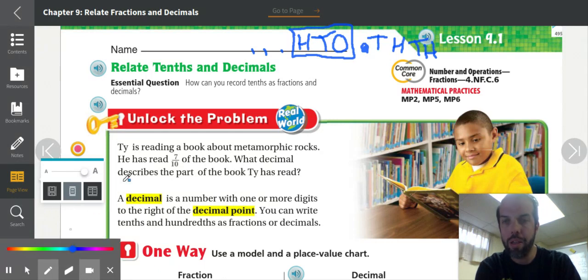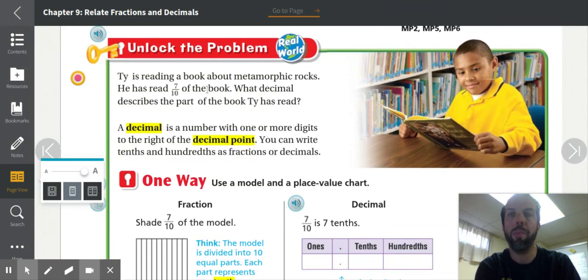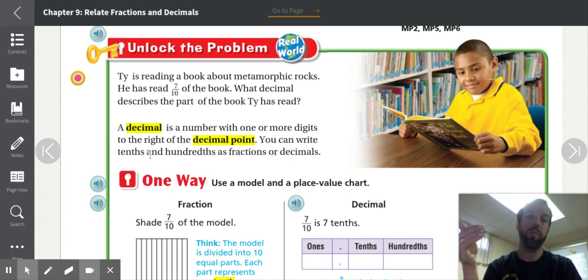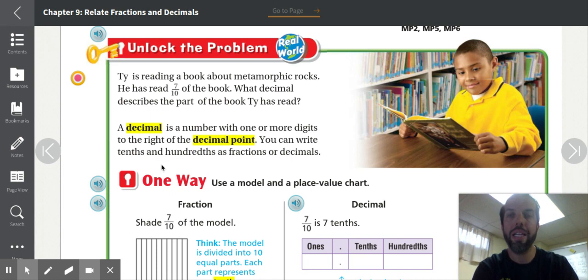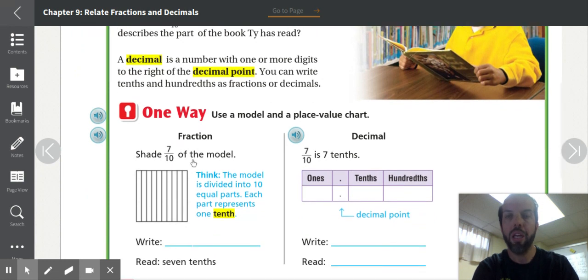Let me scroll down here and let's read this lesson. It says, Ty is reading a book about metamorphic rocks. He has read 7/10 of the book. What decimal describes the part of the book Ty has read? A decimal is a number with one or more digits to the right of the decimal point. The digits are always going to be to the right, just like I was saying up top, where in whole number world they go to the left. You can write tenths and hundredths as fractions or decimals. Right here, it says fractions, shade 7/10 of the model.